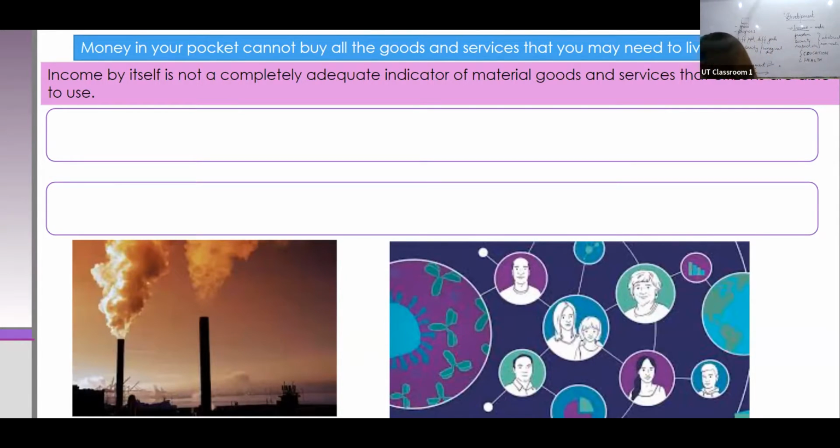And the COVID thing is a good example. Who was spared from it? Was any rich person spared? Did it happen like that? No. So that means money in your pocket cannot buy all the goods and services that you may need to live well.